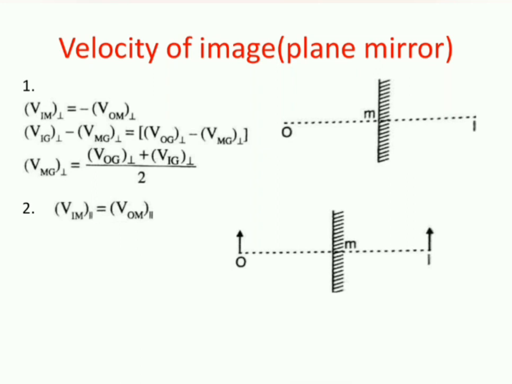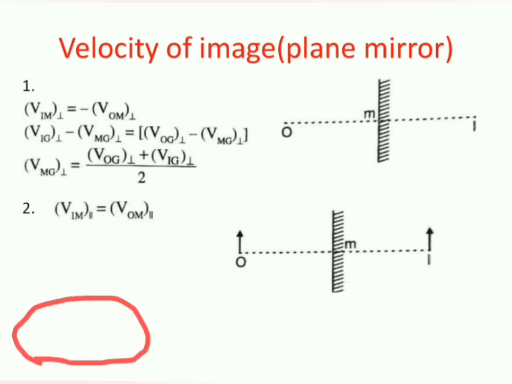Okay, now coming to velocity of images in a plane mirror. When we study velocities, be very careful whether the object is moving parallel or perpendicular to the mirror. So first look at the first point. If the object moves perpendicular to the mirror, then the velocity of the image with respect to the mirror should be minus of V_O,M. Okay, that is the velocity of the object with respect to the mirror.